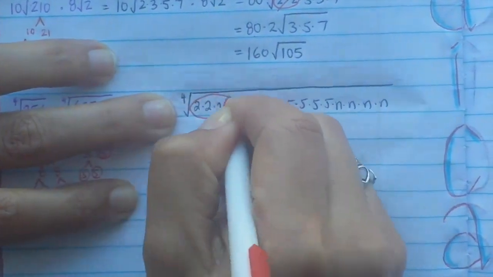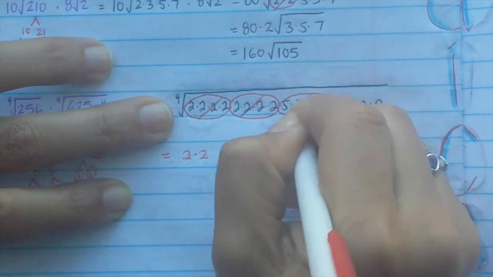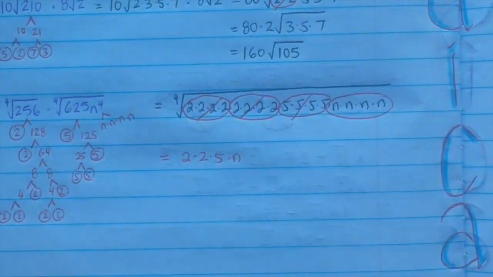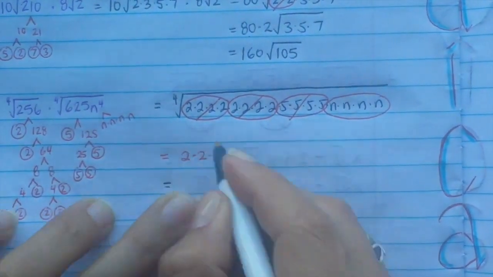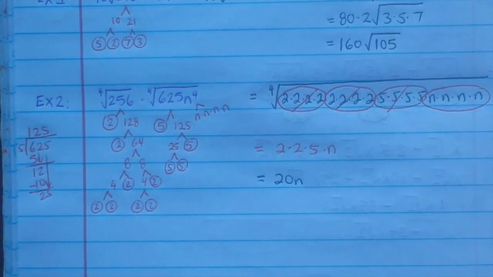So let's take our books. 4 cards make 1 book. Nothing left in my hand, so I don't write anything else down. We're going to combine that. So 2 times 2 times 5 times n, which is 20n. All right, let's take a look at another example.